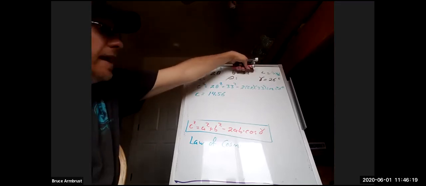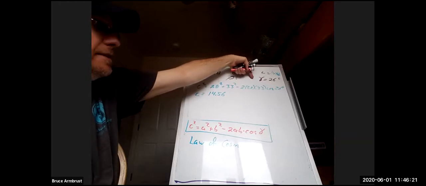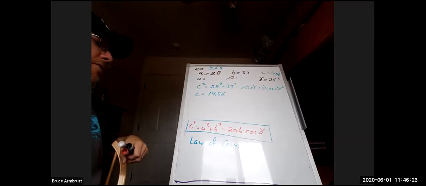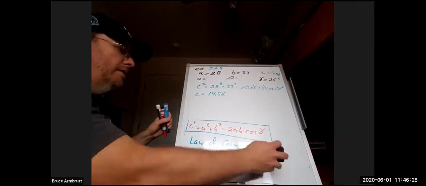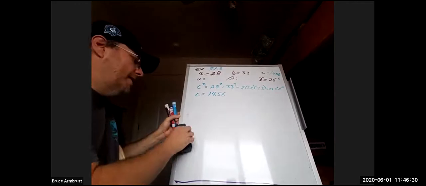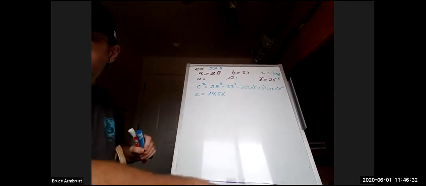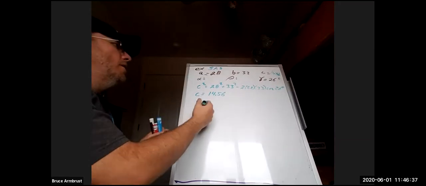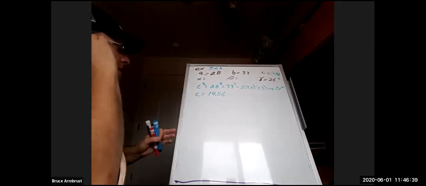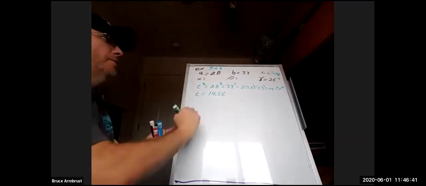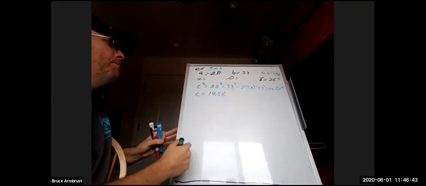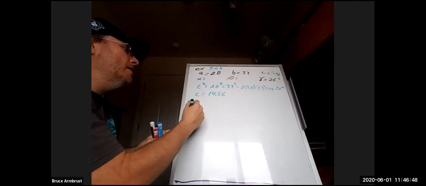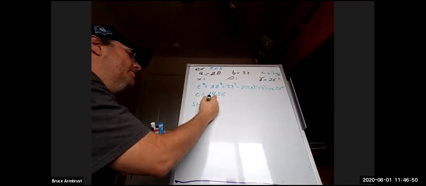Now that we've got a side angle pair, look over here, we've got C and gamma, we can go to the law of sines. I recommend doing that because the law of sines is a little bit easier. Most of us like it a little bit better. So the only question then is, do we find alpha or do we find beta? I'm going to suggest that you find alpha, and I'll explain why in just a second.